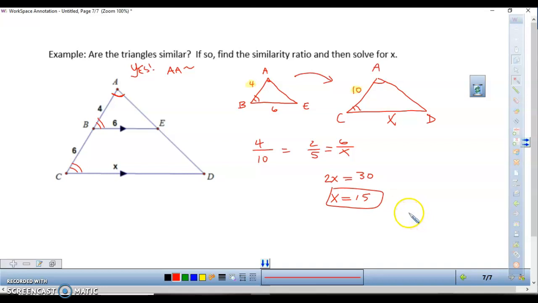There you go, you guys. That is the triangle similarity shortcuts and how you apply them.